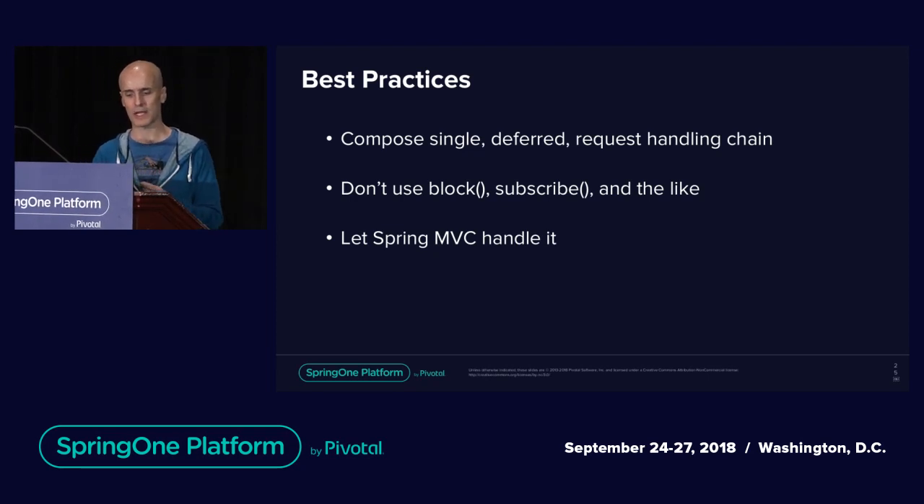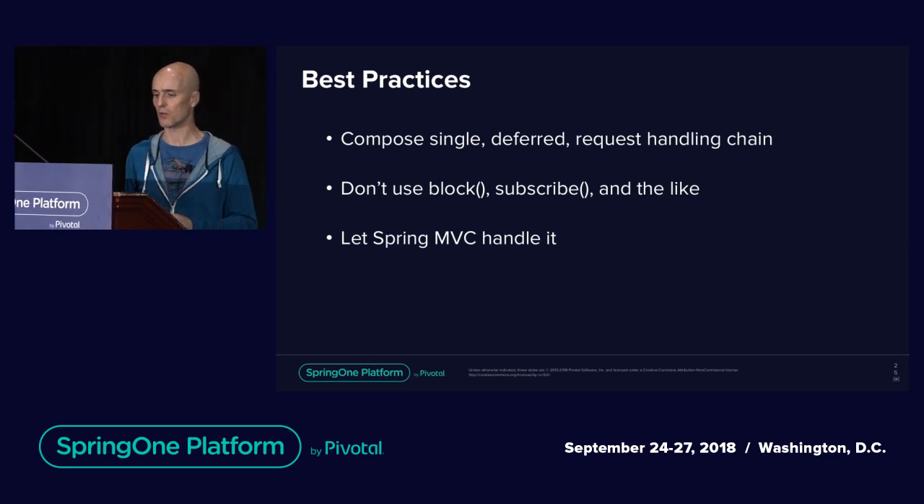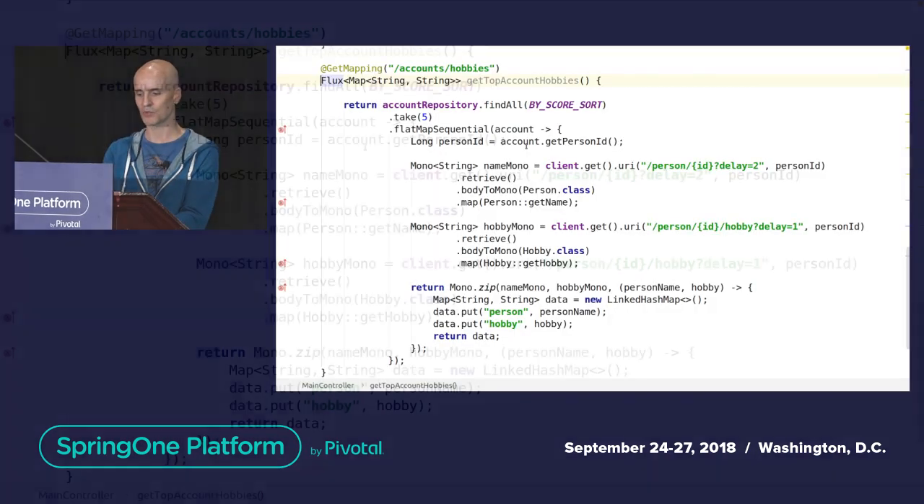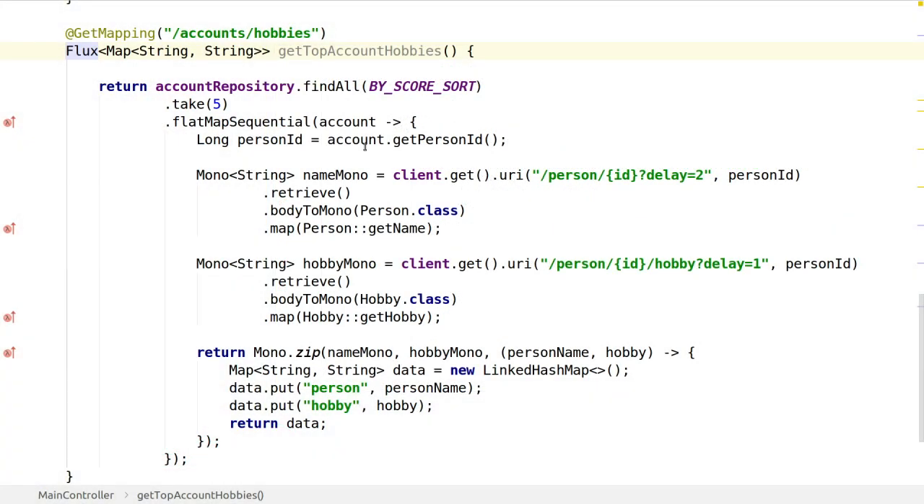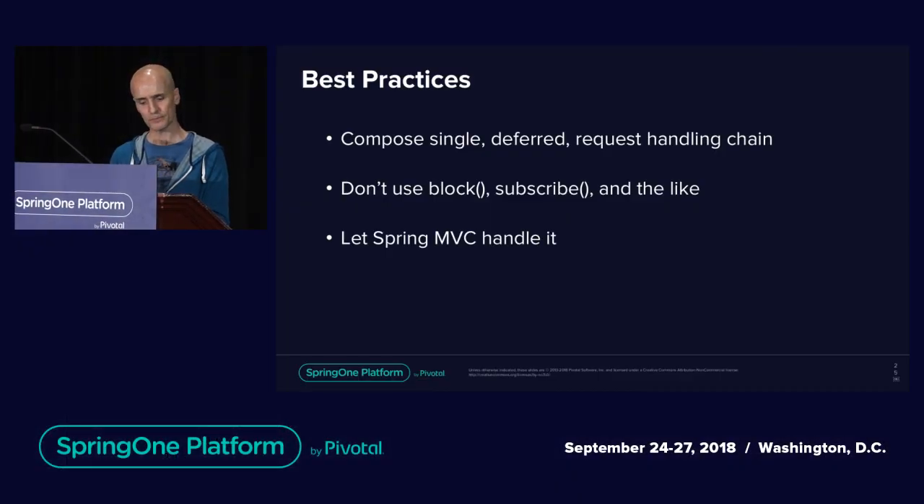You want to compose that kind of single connected chain that can be subscribed to and triggered, and then the whole processing continues. Within a controller method especially, you don't want to ever have to use block or subscribe anywhere. I'm returning the flux to Spring MVC, and Spring MVC will do it. So again, we're trying to defer as much as possible having to block or subscribe.